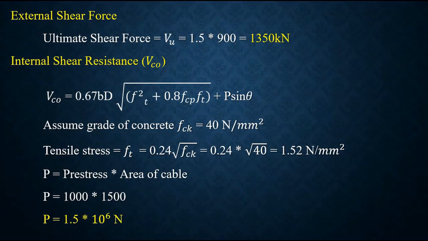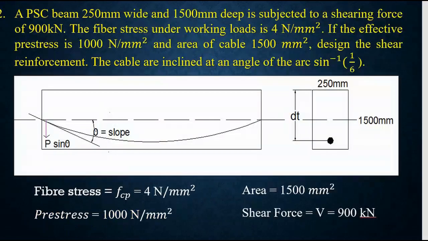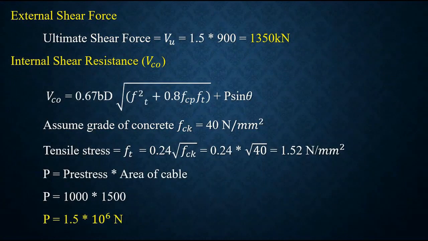First thing is, we should find out the external shear force. For the external shear force, go back to the previous slide. In the question itself, they have given a shear force of 900. To get the ultimate shear force, we should multiply the shear force with the factor of safety, that is 1.5. Therefore, Vu will be 1350 kilonewton, which is nothing but the ultimate shear force.